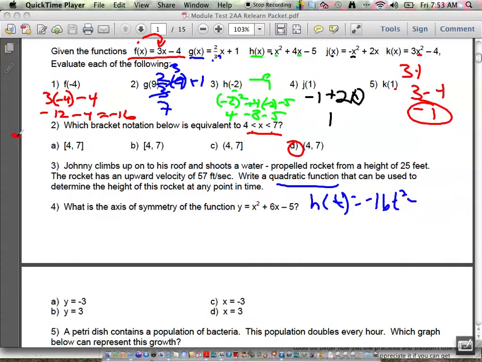Next up, plus the upward velocity. It says the upward velocity is 57 feet per second, and that goes with t. And then the last part is the height from which you're shot or whatever, and that's 25 feet, so that's plus 25. Okay? All right, so those are the first few questions. Let me scroll this up a little bit and keep right on going.